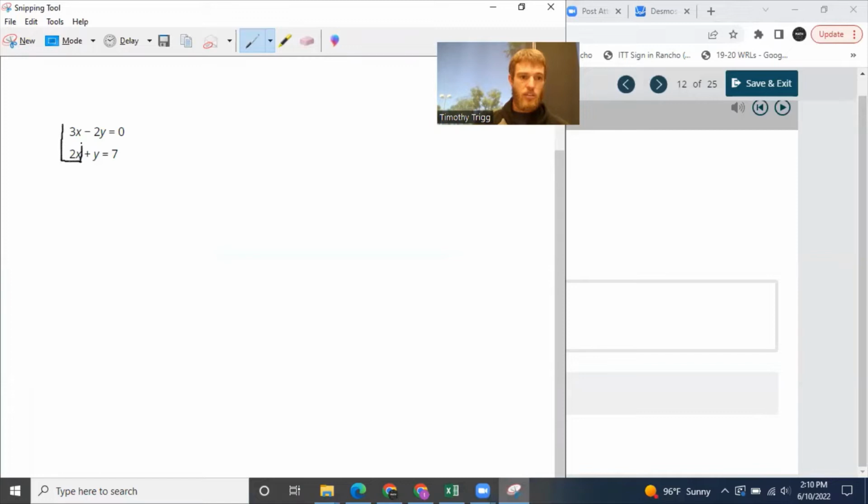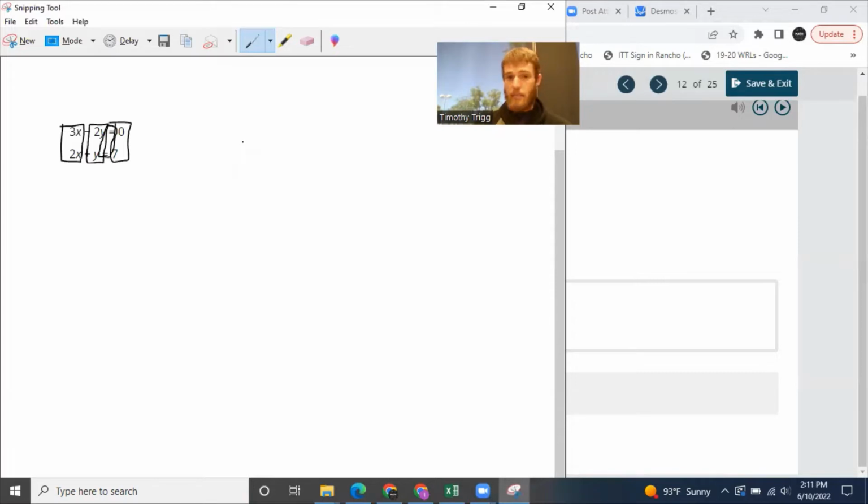See how the x's are lined up vertically? The y's are lined up vertically. The equal sign is lined up vertically. And then the constant is lined up vertically. So everything of its type needs to be lined up vertically like that.